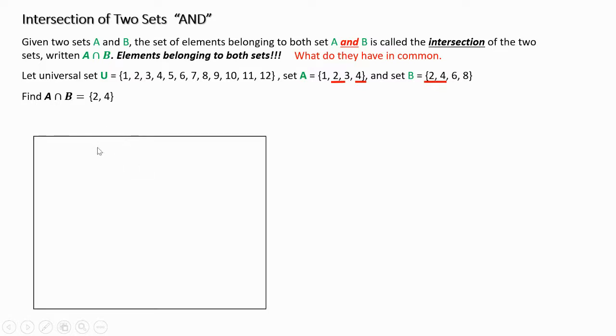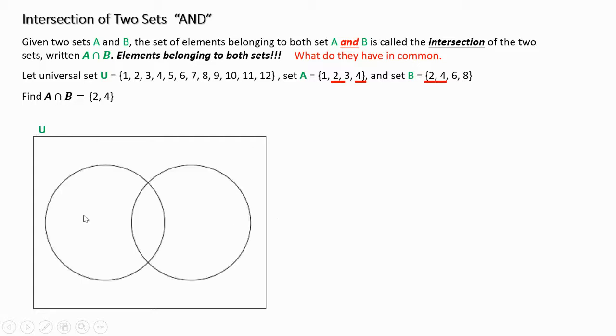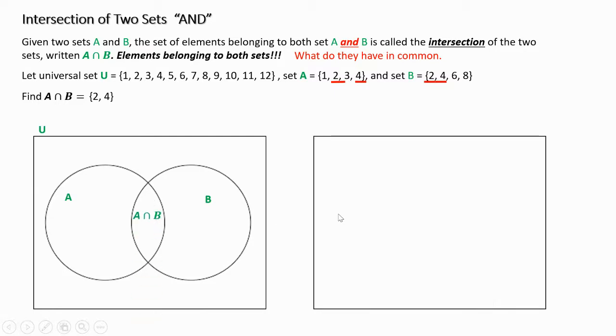Now, how do we represent that in a Venn diagram? Again, this is my set U. This is set A and set B. The intersection is this part here. What they have in common is this part here. That's A intersect B.